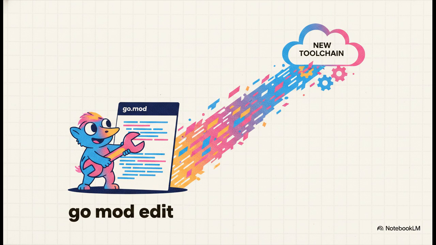So if you want the absolute best of both worlds, you can explicitly add this machinery to your project. By running a super simple command line edit, just passing the toolchain flag, you are modifying your module file to give explicit instructions to the build process. You don't have to guess, and you don't even have to manually edit text files. The Go CLI handles this cleanly for you.